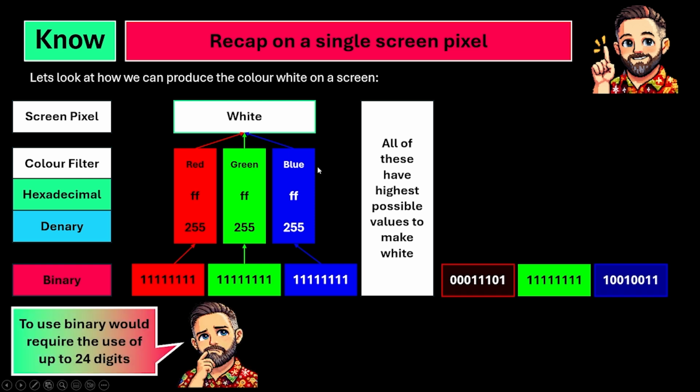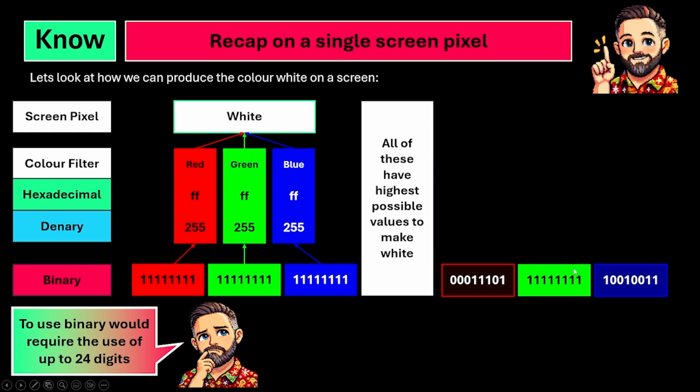Now, to use binary would require up to 24 digits, and when you're creating lots of colours in different pieces of artwork, that's a lot for a digital artist to have to remember and use. It wouldn't be practical to remember each of these for creating artwork that would be displayed on the screen. It would actually be a lot.